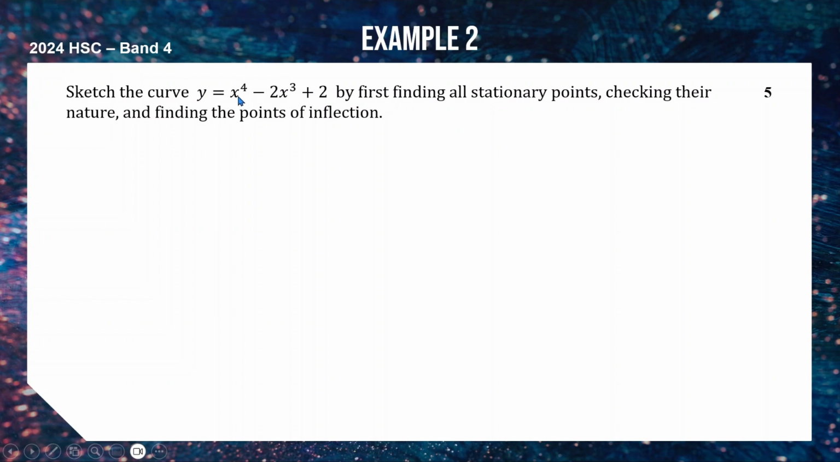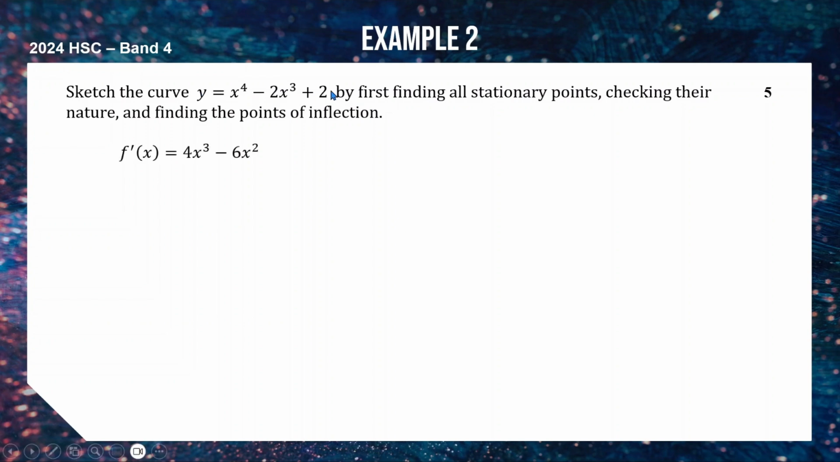Okay, we have our curve, x to the 4 minus 2x cubed plus 2. Once again, we're going to find all our stationary points, check their nature, and find the points of inflection. Doesn't say anything about intercepts. We can probably just ignore that, hopefully. We'll see. Starting off once again, we are going to find our first derivative, so we can solve that equal to 0 and find our stationary points.